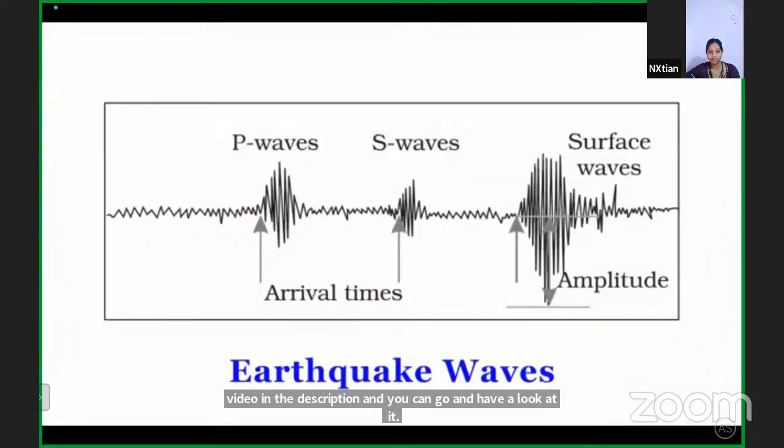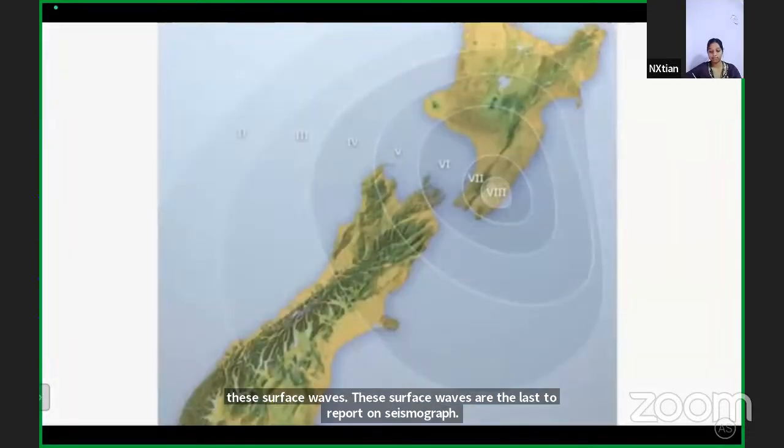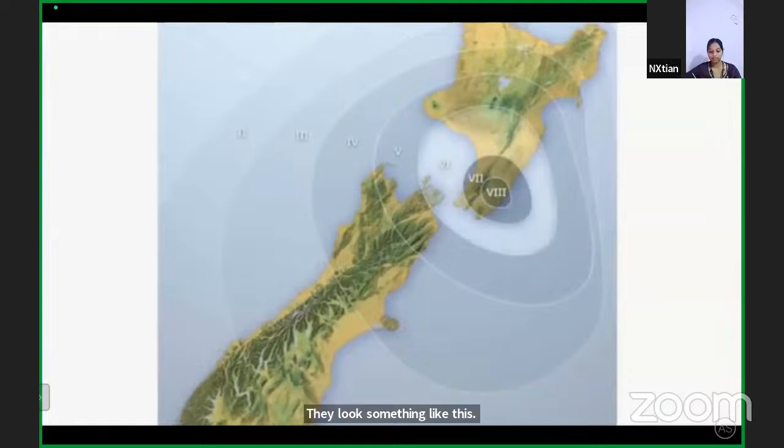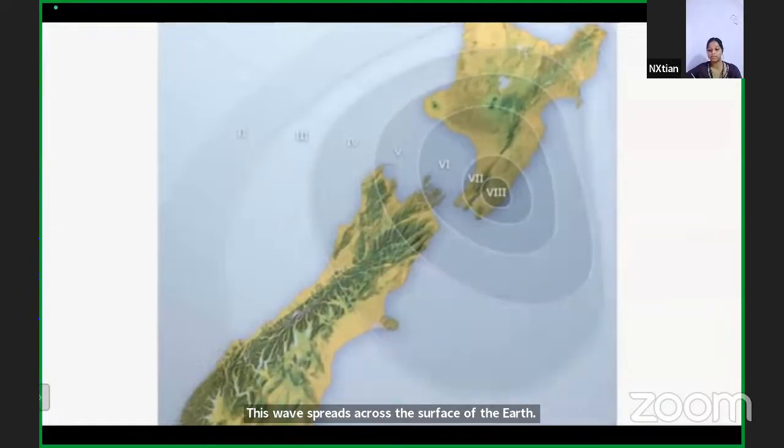Now going back to this picture, after the body waves, that is P and S waves, come the surface waves. The surface waves are the last to report on the seismograph. They look something like this. This wave spreads across the surface of the Earth. These waves are also more destructive and damaging. They cause displacement of rocks and hence the collapse of structures occurs.